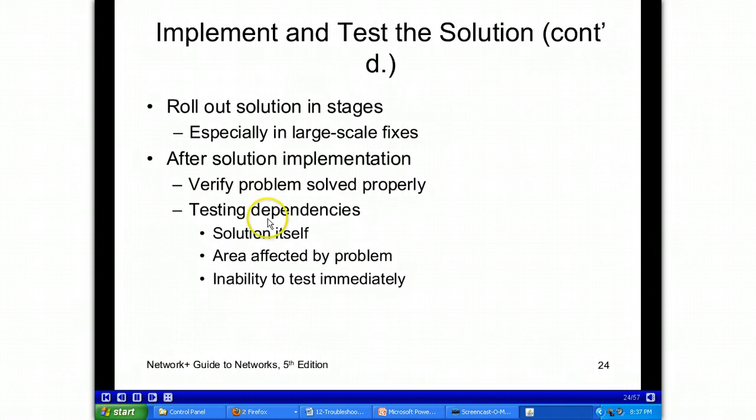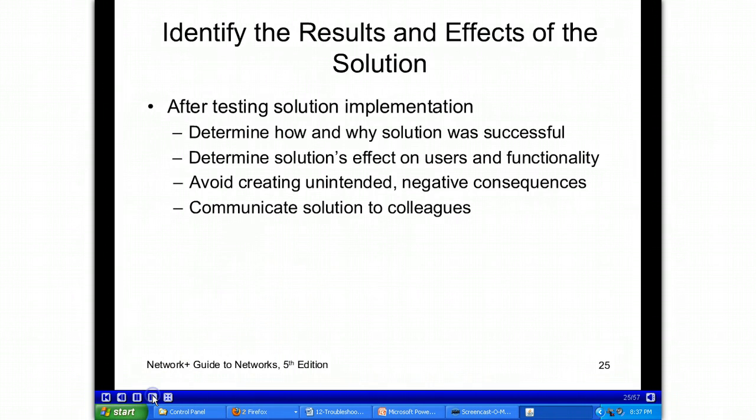And then after you've rolled out, verify it is solved by following up with the individual or the group of people. Test it. Look at other areas. Make sure it doesn't affect other areas, even afterwards. And then after testing, determine how and why the solution was successful. Determine the solution's effect on other users and functionality. Avoid creating unintended negative consequences.